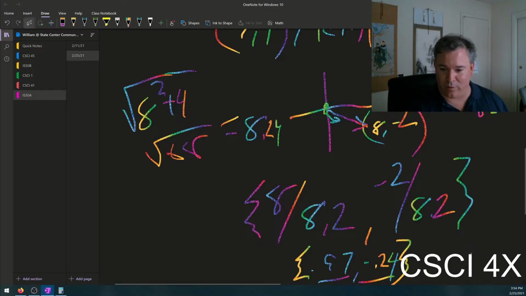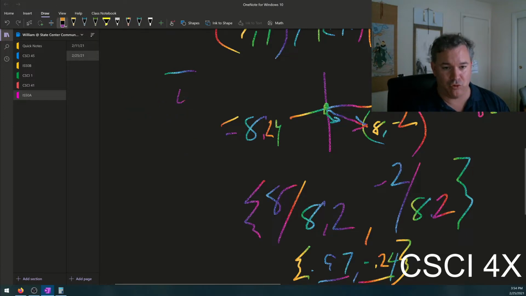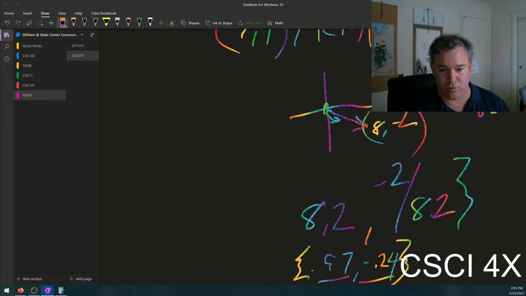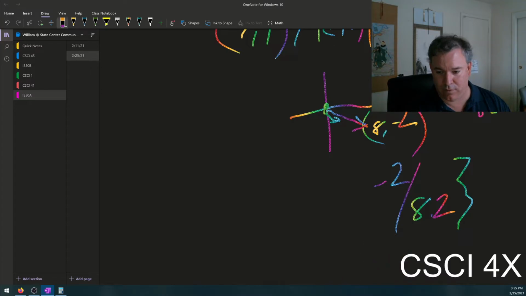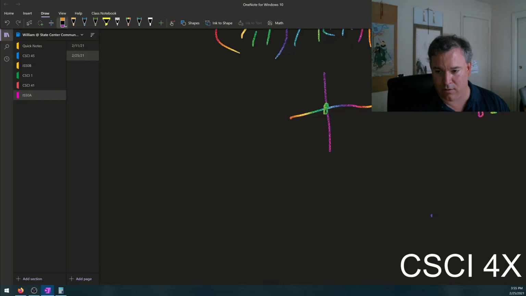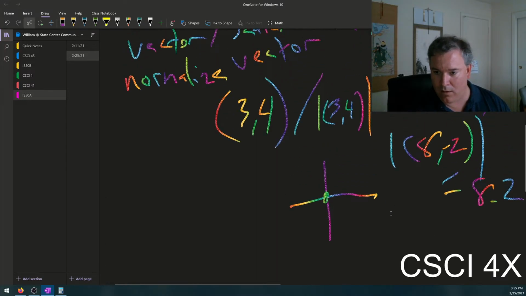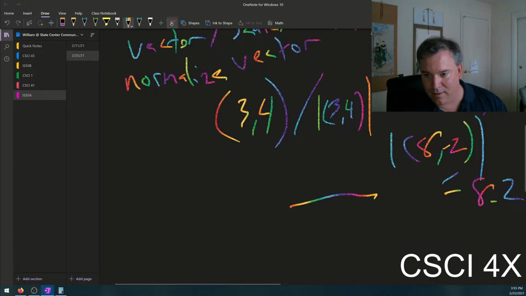All right, let's do one more. All right, so. Let's normalize. Is the eraser still on? It's doing it again. Microsoft. Why are you doing this to me? There we go.